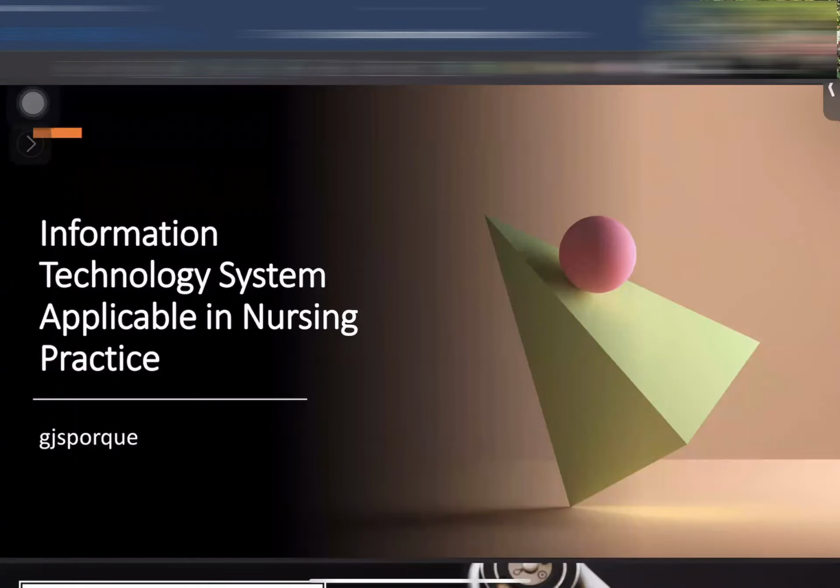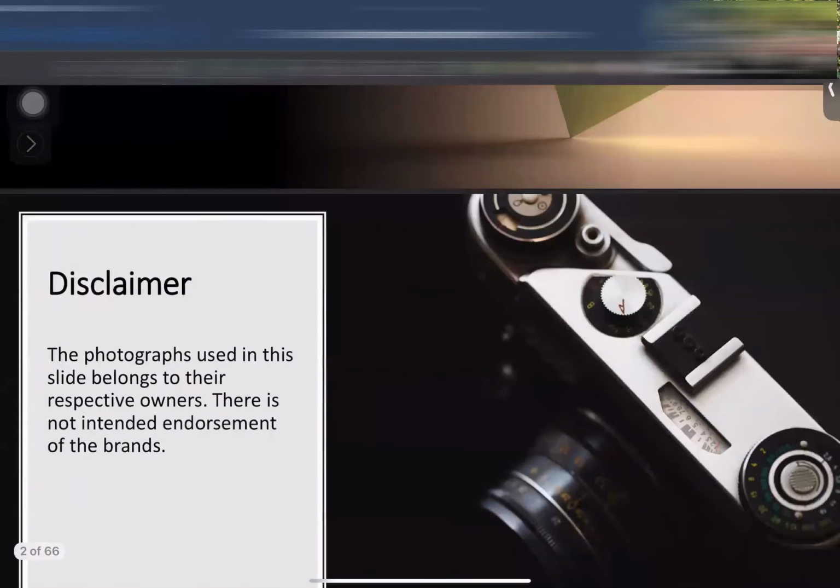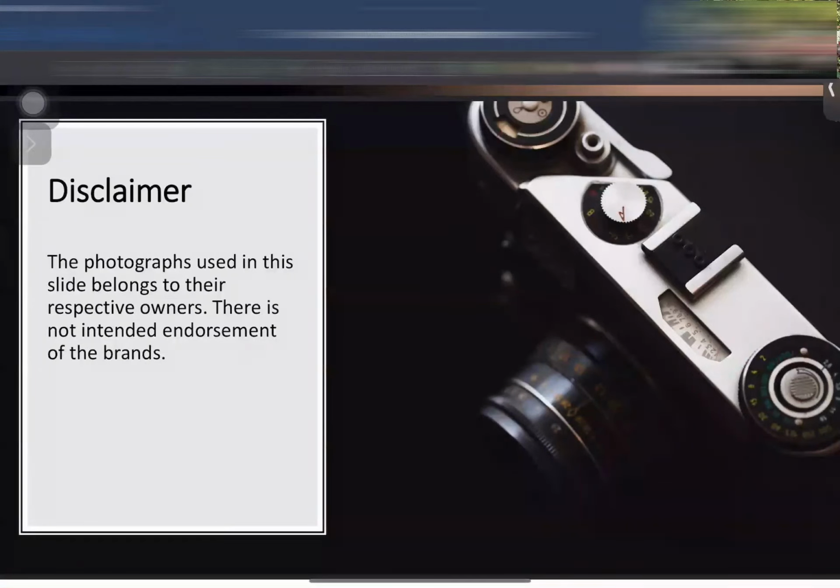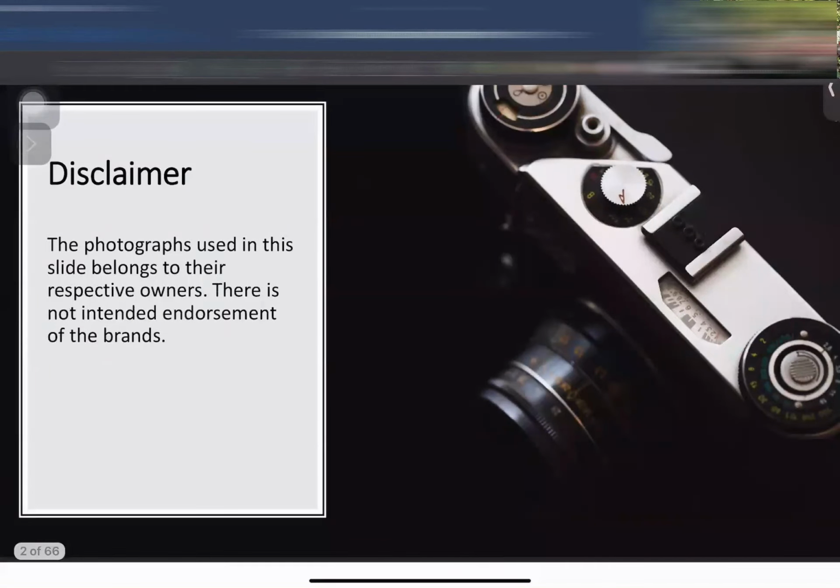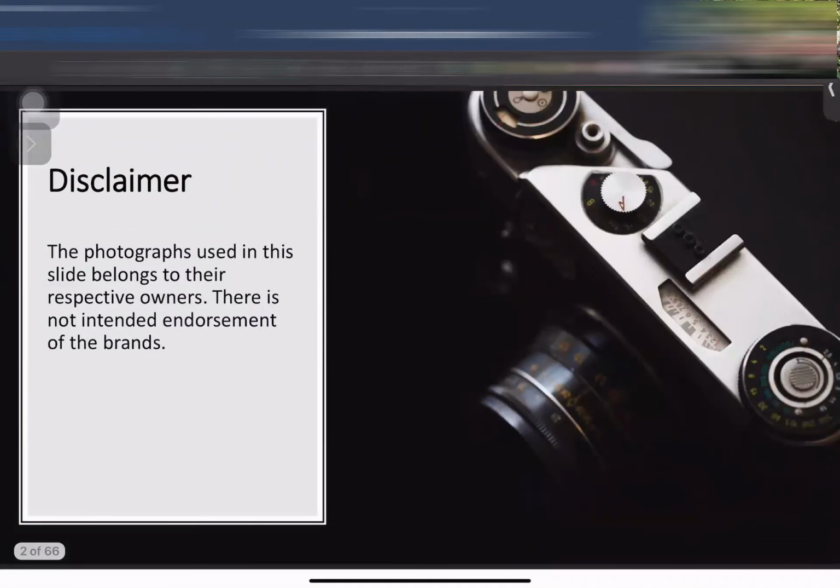Today, future nurses, I'm touching on information technology systems applicable in nursing practice. So in this unit or chapter, you will learn about some technologies that are used in the clinical setting. Your goal is to understand the purpose of each of the equipment or systems that I will be mentioning. If you have questions, let me know later on so that I will be able to augment based also on what I know.